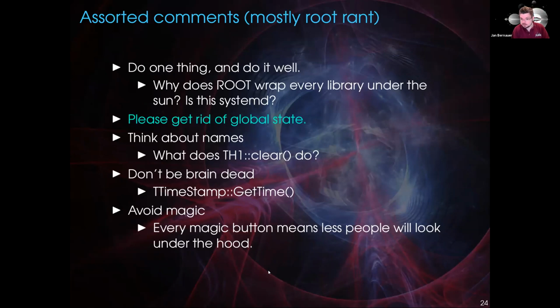Because I think there's actually things to learn from it, right? So do one thing and do it well. I'm really not a friend that root wraps every library under the sun, right? It's not systemd, it shouldn't do that. Why does root have a machine learning library and a histogramming library? These are really not similar things. This could be different, well-encapsulated projects. And that makes it also easier to use different ones if you don't like the root histogramming, right? Just exchange it with your own library. And if the interfaces are well defined, that should be possible. And that's typically not the case.